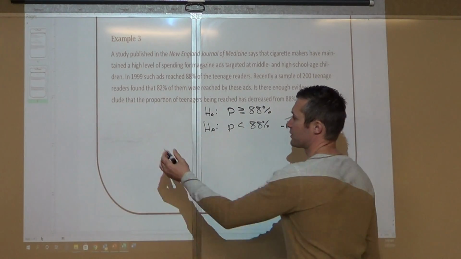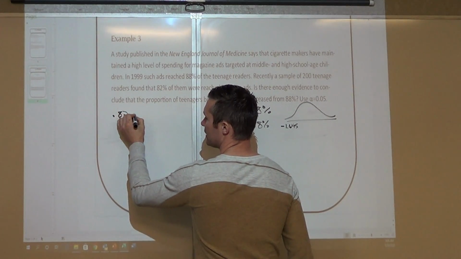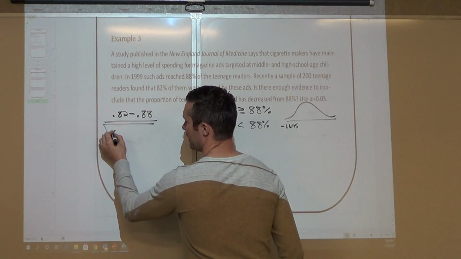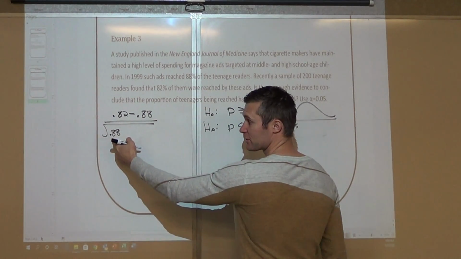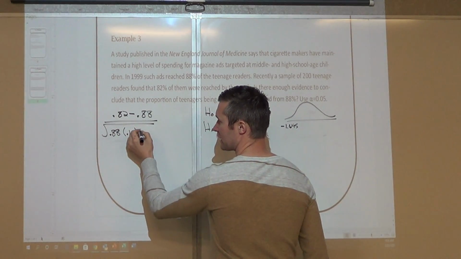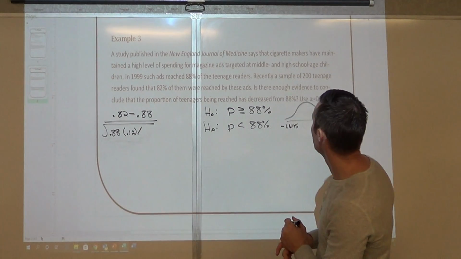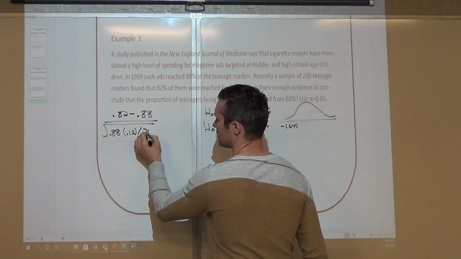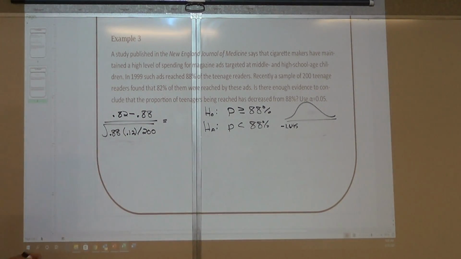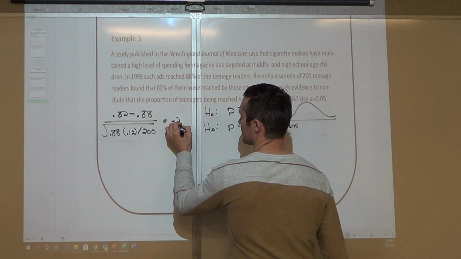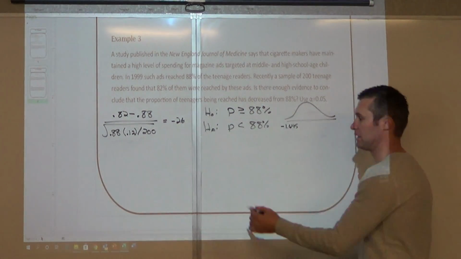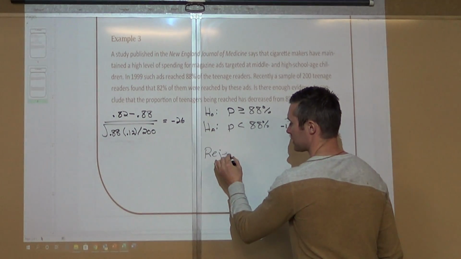Next, we're going to go ahead and do it. So our sample proportion is 82% minus our population of 88%, divided by the square root of 0.88, our population, times 1 minus 0.88, which is 0.12, divided by our sample size. Our sample size was 200. And if we do that, we get negative 2.6. So, is this value less than that value, or to the left of it? Yes. So now, we reject.